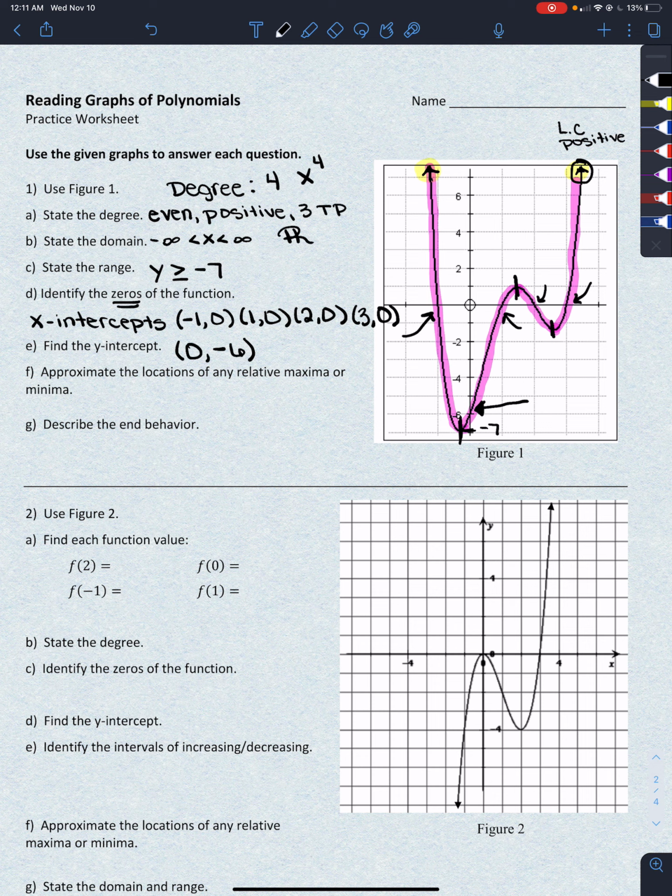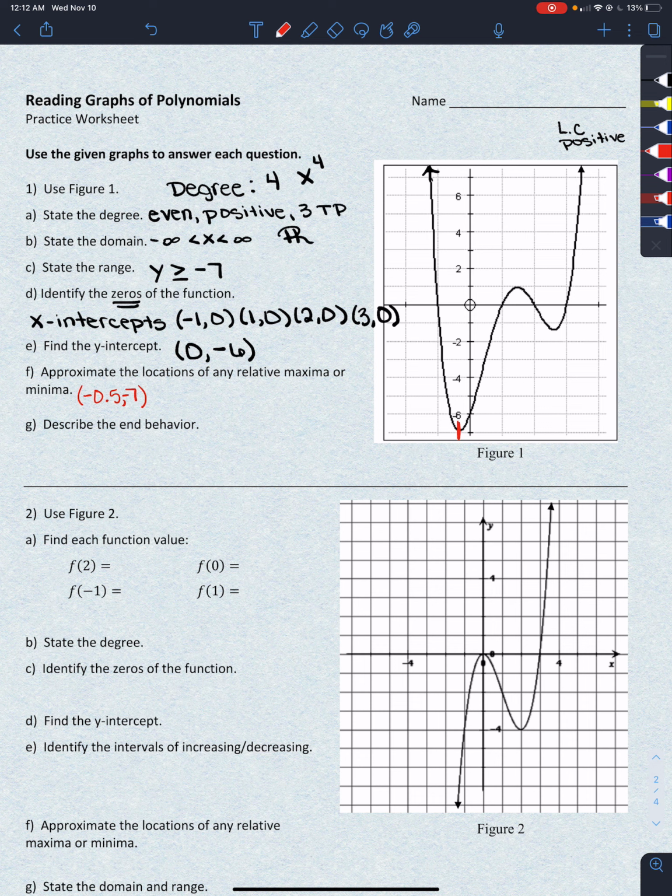Approximate the area of any relative maximums or relative minimums. Again, what I'm going to be looking at is the turning points. So this turning point here, since it's the lowest point, that would be a relative minimum. It's like where it drops down to the lowest point. So that value there is going to be at negative 0.57. Oops, negative 7. So that's our first relative minimum.